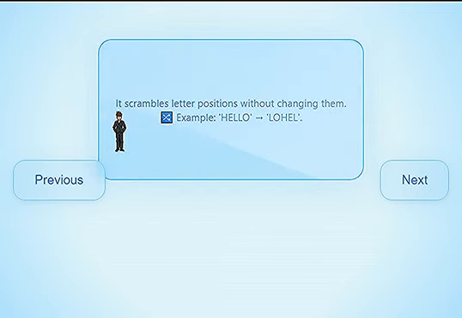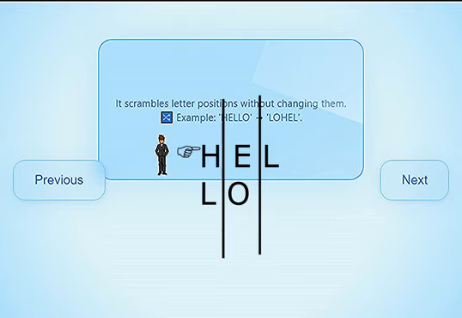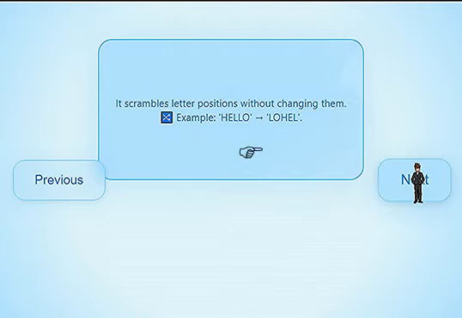A transposition cipher is a type of encryption where the letters of the message are rearranged in a certain pattern. This can be done in many different ways, but one common method is the rail fence cipher. In this cipher, the message is written in a grid, and then the letters are read off in a zigzag pattern. For example, if we had the message hello, we would write it in a grid like this, H-E-L-L-O. Then we would read off the letters in this order, H-L-E-O-L. This scrambles the letter positions without changing the actual letters.